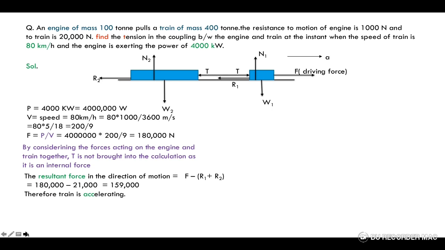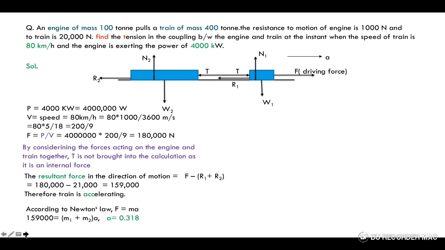The resultant force in the direction of motion. So here remember students, since we are calculating the driving force, the resultant force, we will consider the whole system together. So driving force will be F minus the sum of both resistances, which is R1 plus R2. So F minus (R1 + R2). Therefore, since we have our resultant force, which we will call the driving force, the train is accelerating.